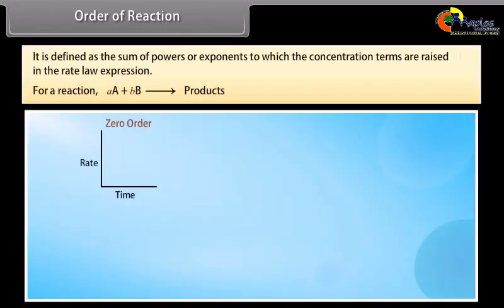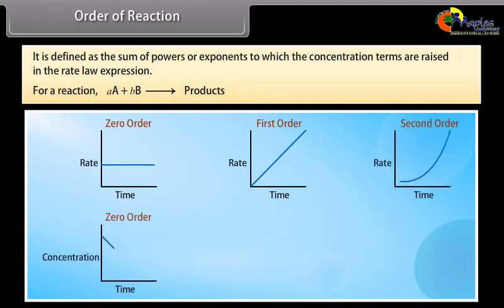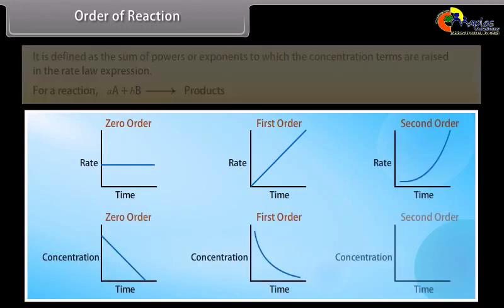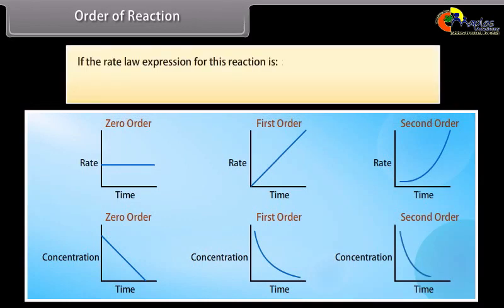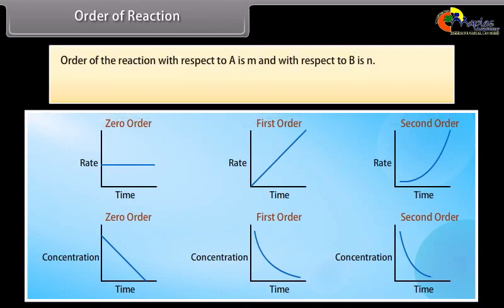Order of reaction. It is defined as the sum of powers or exponents to which the concentration terms are raised in the rate law expression. The rate law expression for a given reaction is given by: rate of reaction is equal to K, A raised to the power M, and B raised to the power N. The order of this reaction is equal to M plus N. Order of the reaction with respect to A is M and with respect to B is N.